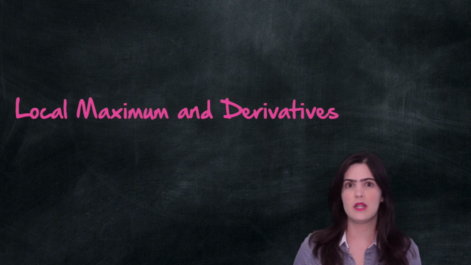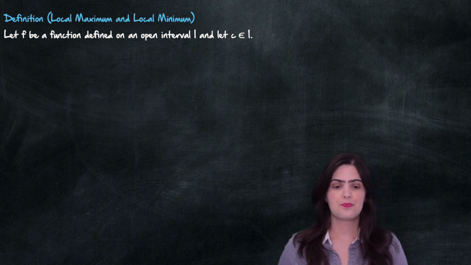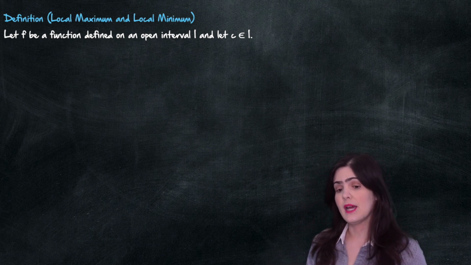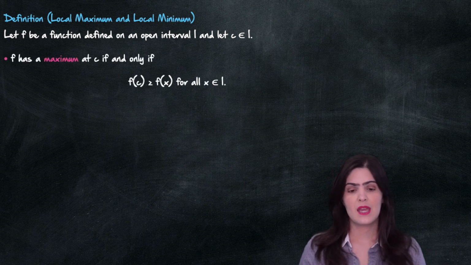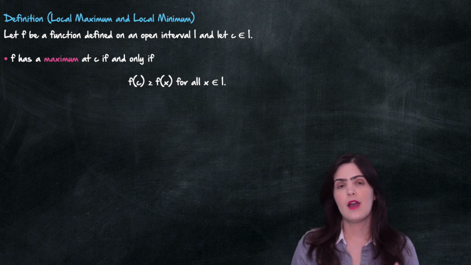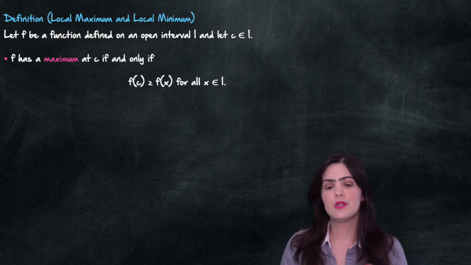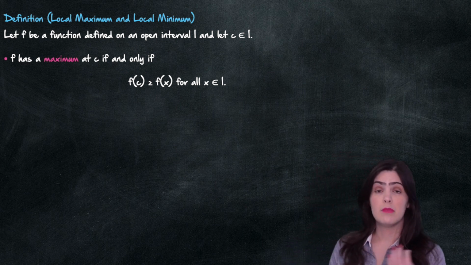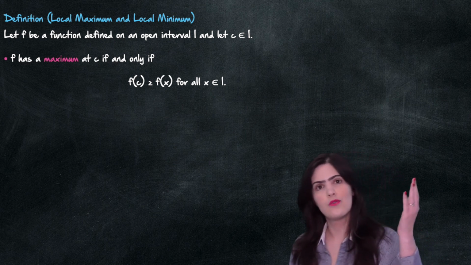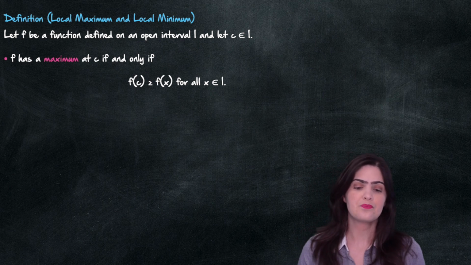So what do I mean when I say local maximum? Well, we have a function f defined on an open interval I, and we have c in I. f has a maximum at c if and only if f of c is greater than or equal to f of x for all x in I. Makes sense. It's the biggest of all values.